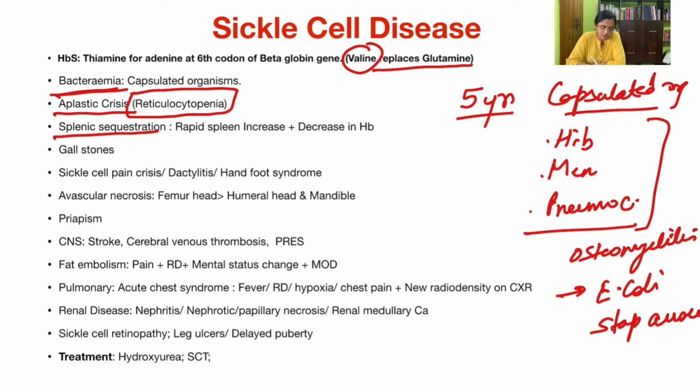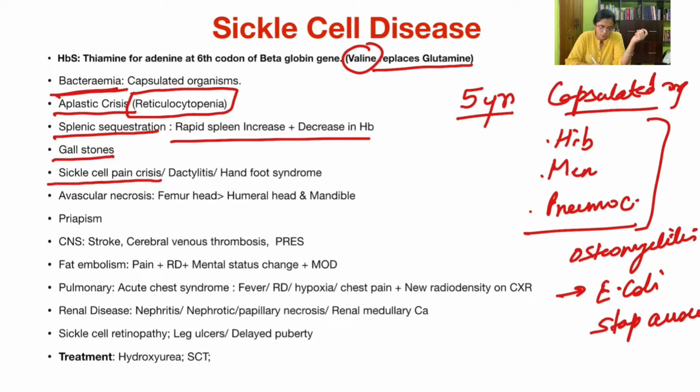Now, in splenic sequestration, what happens? The patient suddenly develops a decrease in hemoglobin, and the blood gets trapped in the spleen, resulting in increase in the size of the spleen, leading to abdominal pain in the left quadrant. The patient could also collapse. Then all the hemolytic anemia patients are prone to develop gallstones.